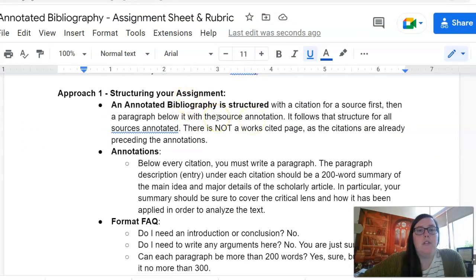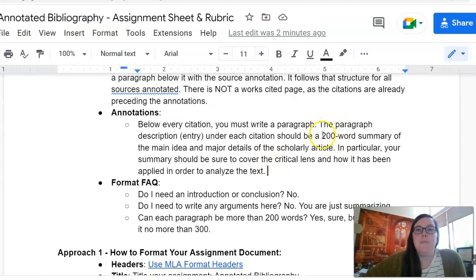When you're structuring your annotated bibliography, it has a citation for the source first. That should be in MLA format, and then a paragraph below it with the source annotation. And it follows that structure. So if you have 3 sources that you're analyzing, you've got a citation and a paragraph, a second citation and a second paragraph, and a third citation and a third paragraph. You do not need a works cited page at the end because you already have your citations above those associated paragraphs of summary. So all it is just 3 citations with 3 paragraphs, 1 below each citation.